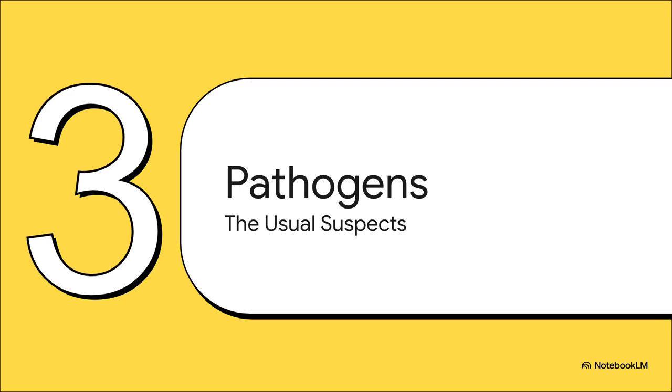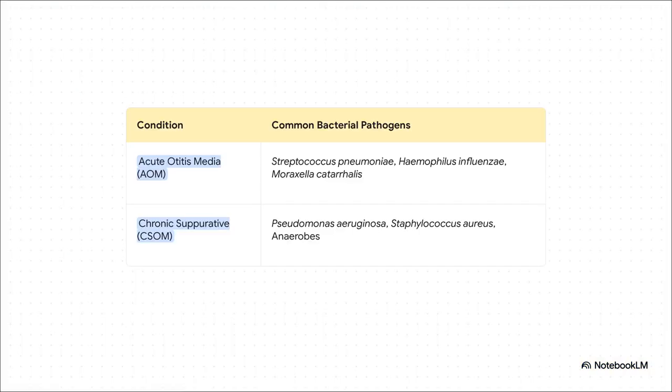Okay, so we know how to find them, but what are we actually finding? Well, the microbiology of otitis media is really a tale of two different sets of bad guys, and it introduces the constant challenge of antimicrobial resistance. Now look at this. You can see this massive divide, right? For AOM, it's the classic respiratory pathogens, Strep pneumoniae, H. flu, Moraxella, the usual suspects.